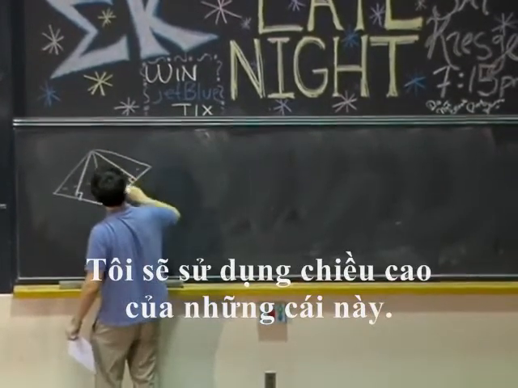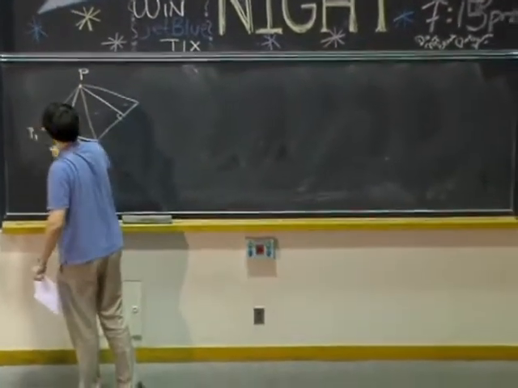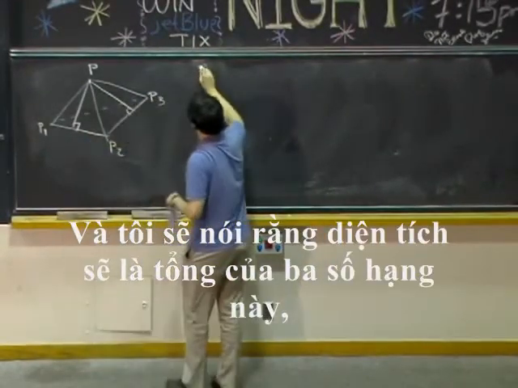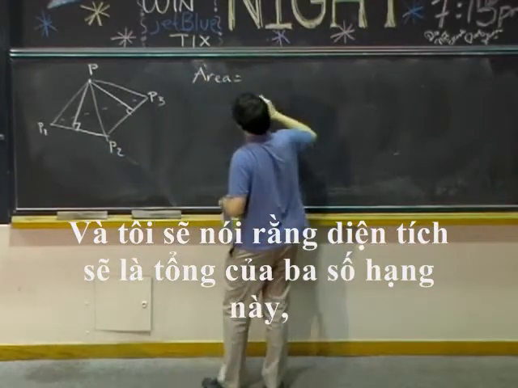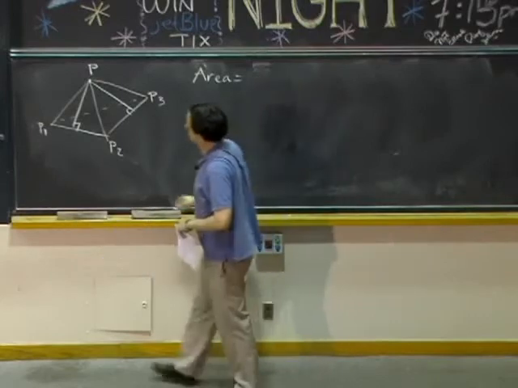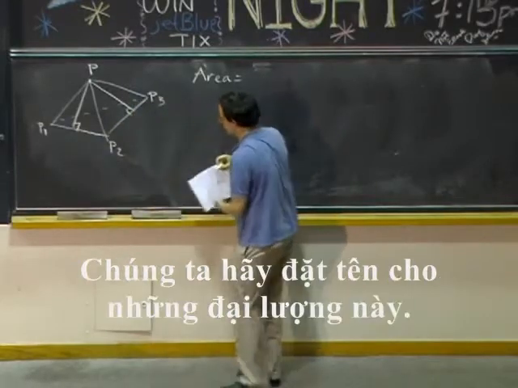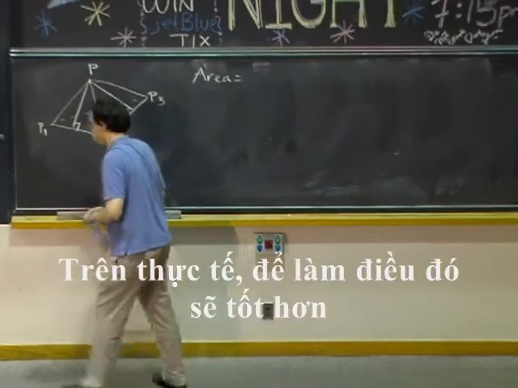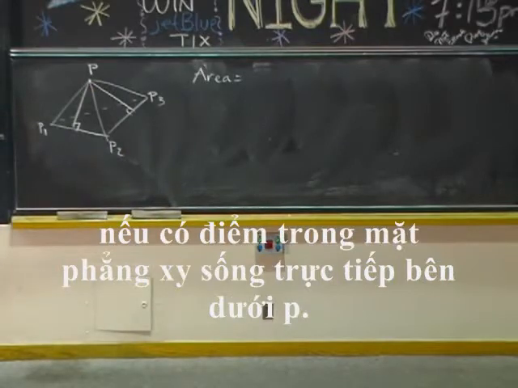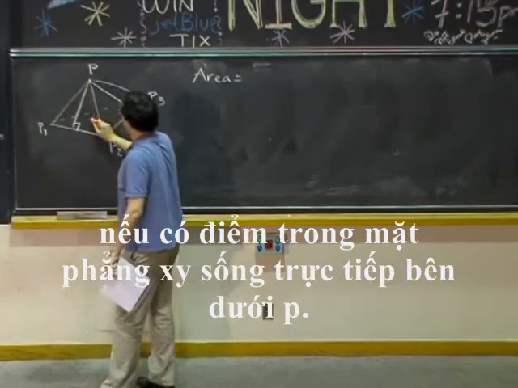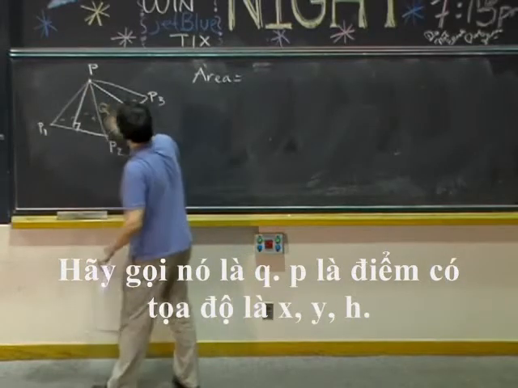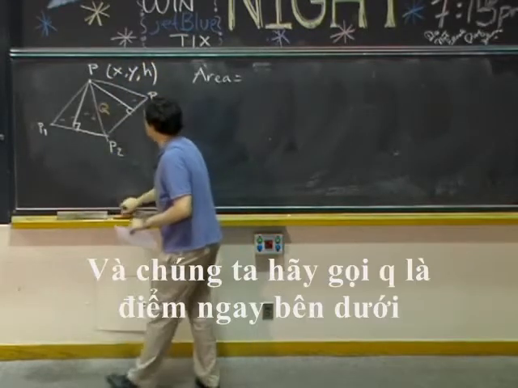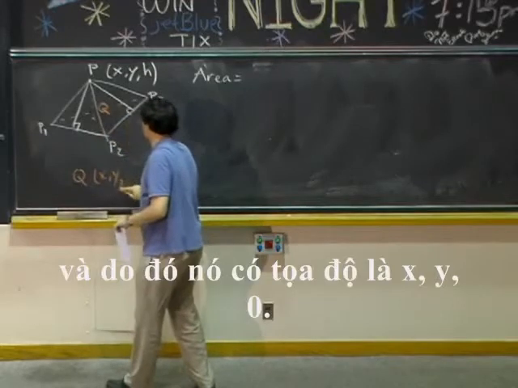Okay, so I'm going to use the heights of these things. And I'm going to say that the area will be the sum of three terms, which are three bases times three heights. So let's give names to these quantities. Actually for that, it's going to be good to have the point in the xy plane that lives directly below P. Let's call it Q. So P is the point at coordinates x, y, and h. And let's call Q the point that's just below it, so it has coordinates x, y, 0.